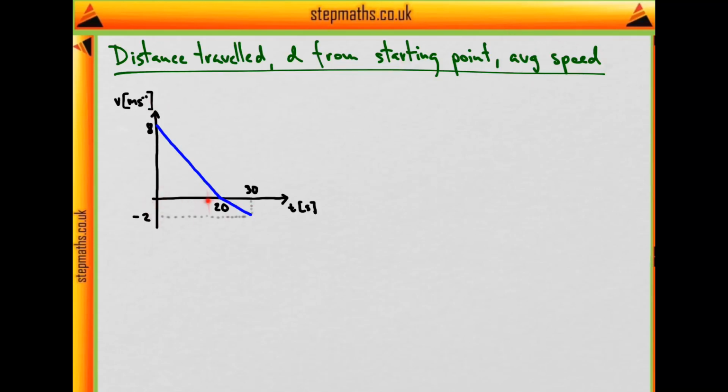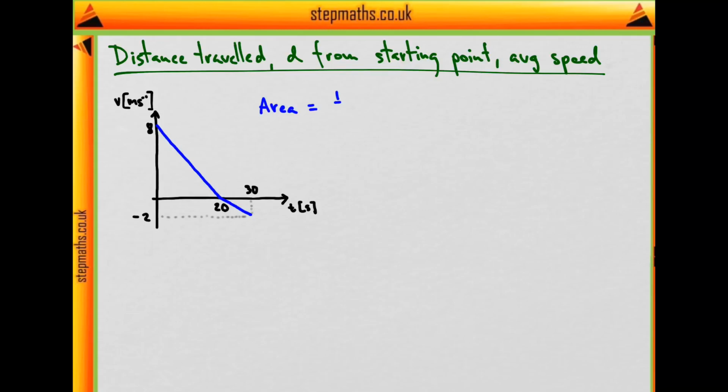Well, for a VT graph, the total distance travelled will be just the area under this graph, and that is always taken as positive. So this object goes in one direction and then back, but we calculate both of them as positive for the total distance travelled. The distance the car would show, or the passengers in the car would measure.